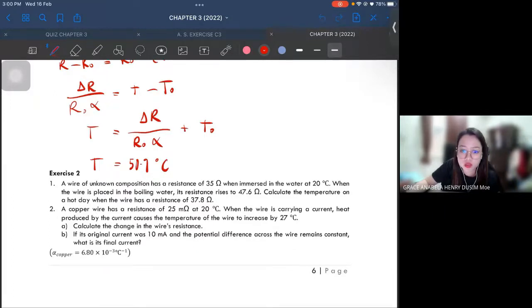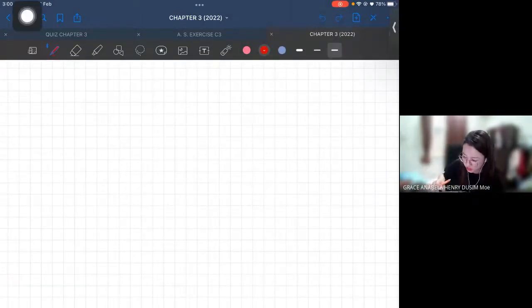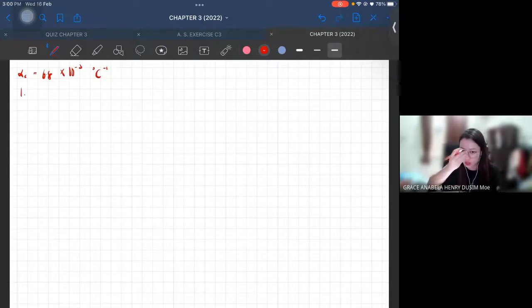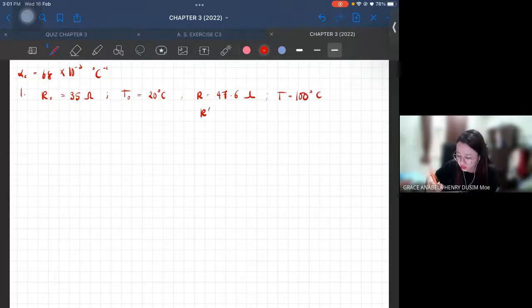Exercise 2, number 1. Given is the alpha of copper, which is equal to 6.8 times 10 negative 3 per degree Celsius. The information given: R naught is equal to 35 ohm and T naught is equal to 20 degree Celsius. When R is equal to 47.6 ohm, the temperature is 100 degree Celsius. And then when R is 37.8 ohm, we are asked to find the temperature.